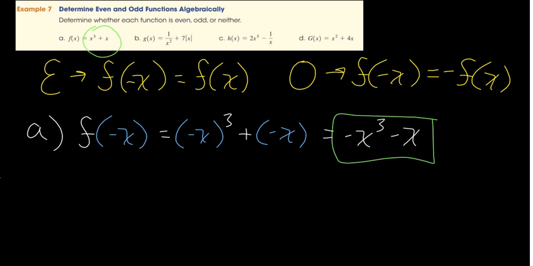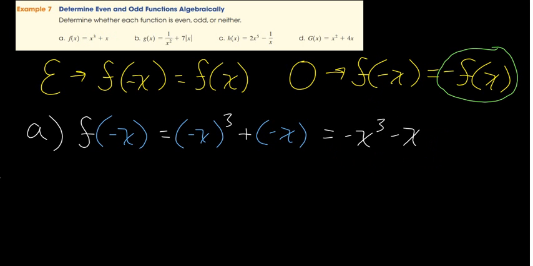Okay, well, the original equation has a positive x cubed, this one has a negative x cubed. The original equation has a positive x, this one has a negative x. Okay? It is the exact negative of my original equation. All right? So since it is the exact negative of my original equation, then I know A is going to be odd.